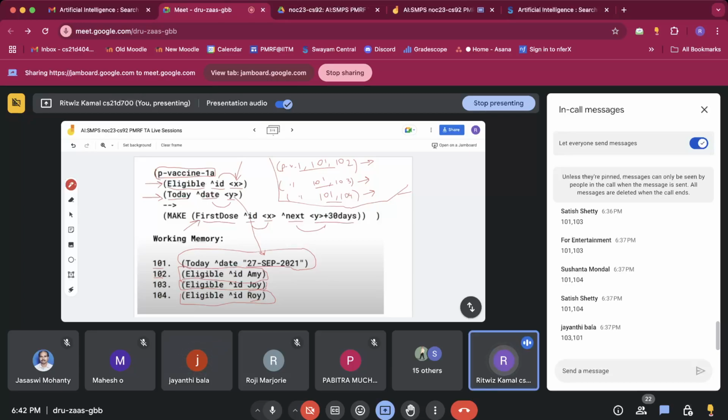Yes, that's right. The patterns are matched independently, and if all the preconditions are met, then we can fire the rule, or apply that rule, to add new elements to the working memory. Okay, sure.